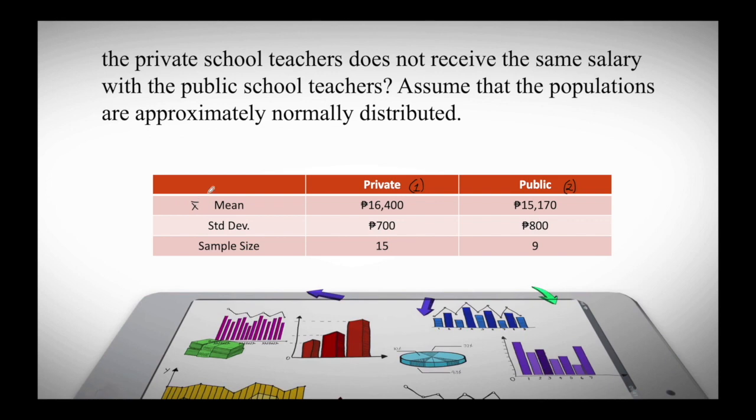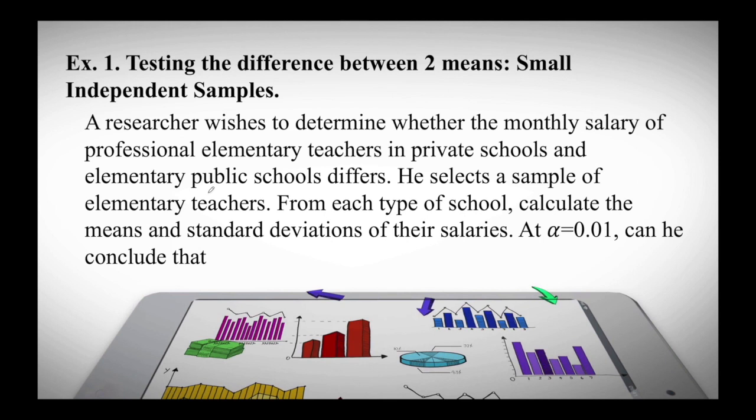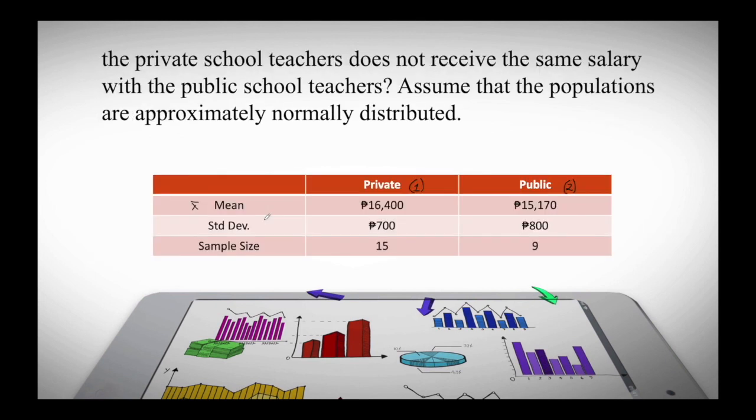Because mu is for the population mean. And since, based on our problem, the researcher only selects a sample of elementary teachers, we will only have a sample mean. And of course, since we use the sample mean, our standard deviation should be the sample one. So, this is letter S, not sigma. And of course, for the sample size, letter N.